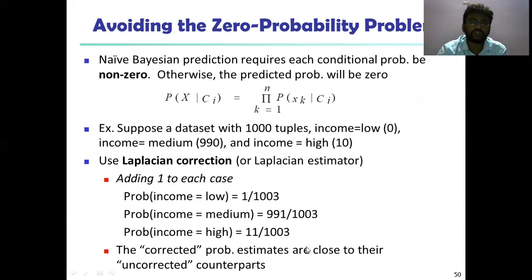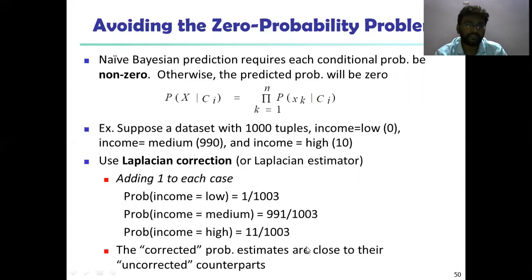If zero values are there, you would be neglecting those cases. By using a Laplacian correction, that is our Laplacian estimator, we add 1 to each case. That means income equal to low is 1 by 1003. Why 3? Because we have 3 cases, so we are adding 3 more tuples to the data set. So we consider it as 1000 plus 3. Why 3? Because we have low, medium, and high.